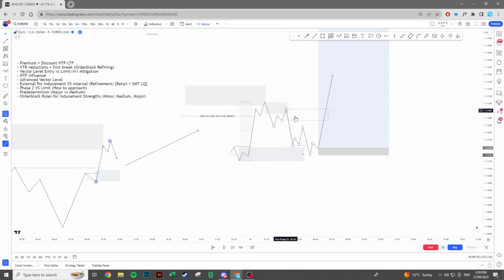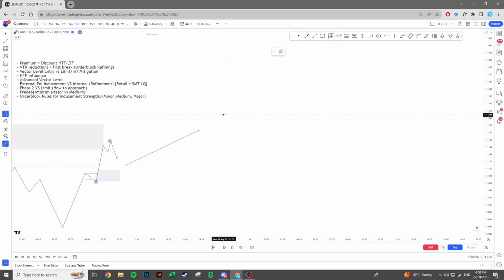Institutions have no interest in continuously mitigating this down. They just want to return to the institutional money to continue to the upside. Major, completely different, right? Be the other way around. They are very interested in mitigating out this supply. Okay. So that's vector level entry for you guys. So really important, mark out the 1 minute range because that's what the vector level is.